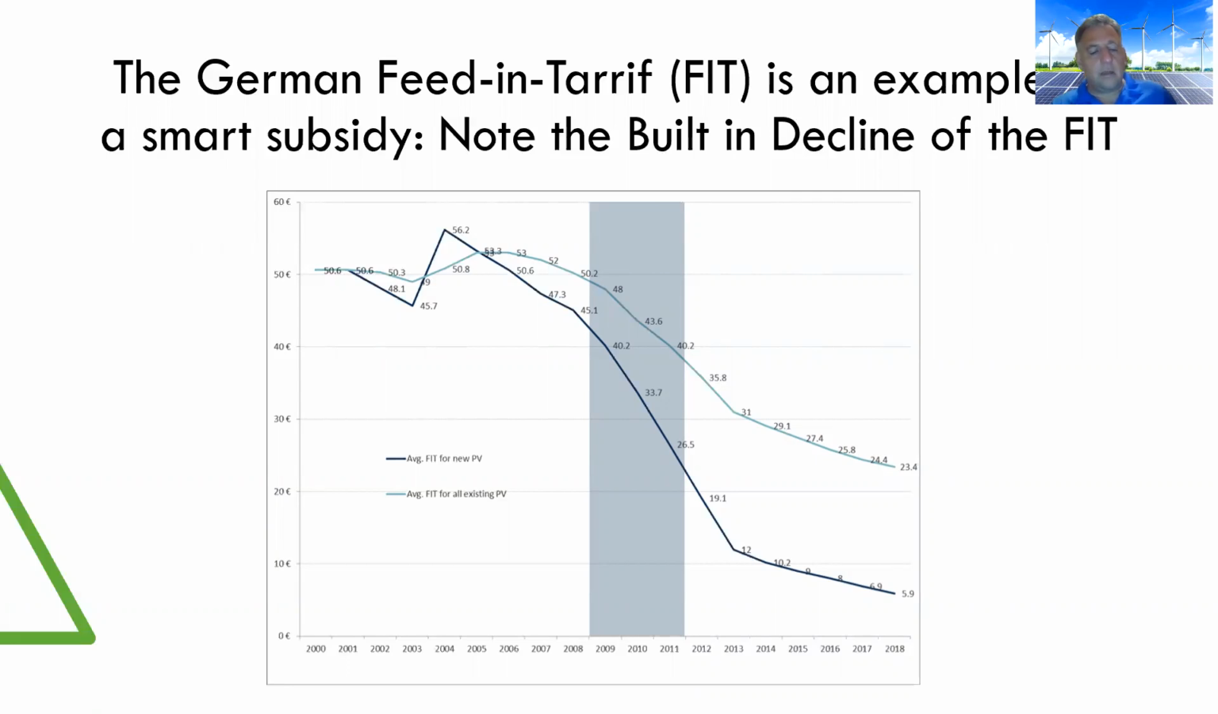And the German feed-in tariff, not just because it was instituted in Germany, but because over 20 countries copied it, created a large market for windmills and solar panels. It allowed for intense competition to begin to take place.